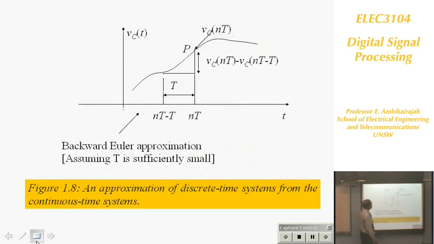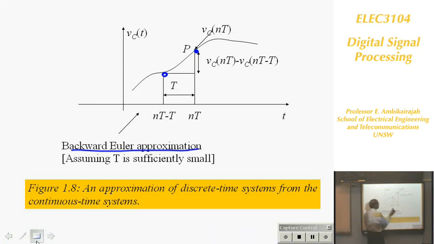I've shown the same diagram in the next slide. Here it is. Vc is the capacitor output, and that point is given, you have the value and you subtract them. This is called the backward Euler approximation. You've probably done this last year.